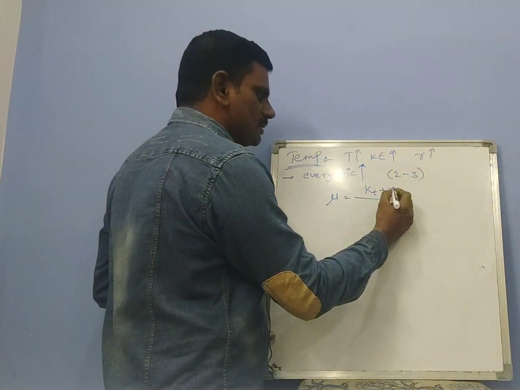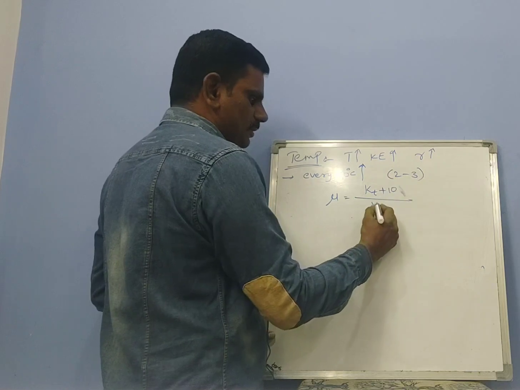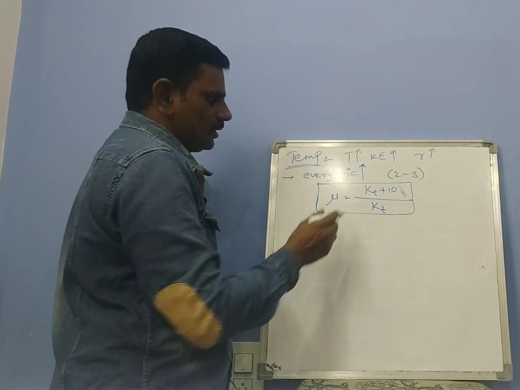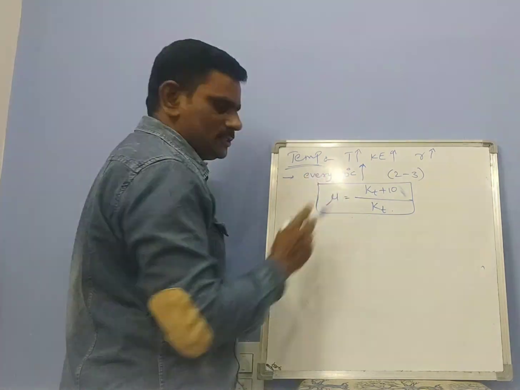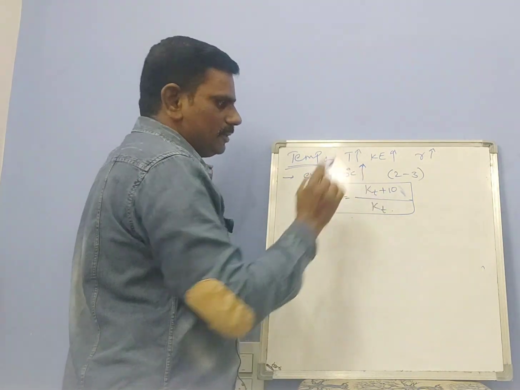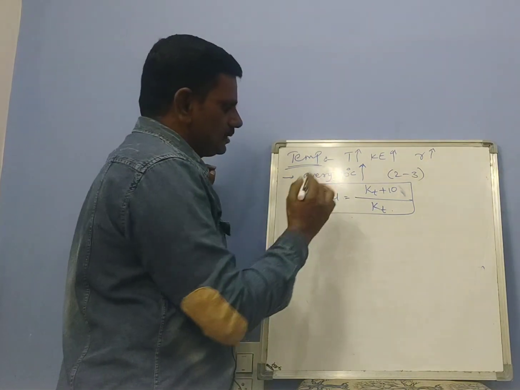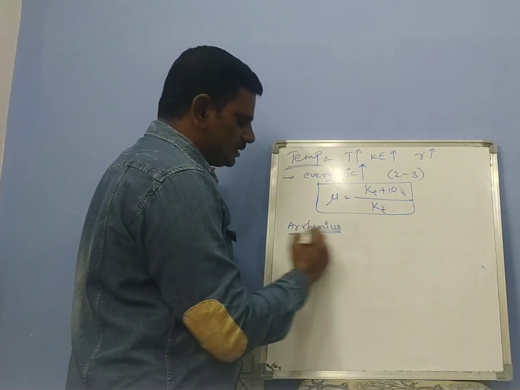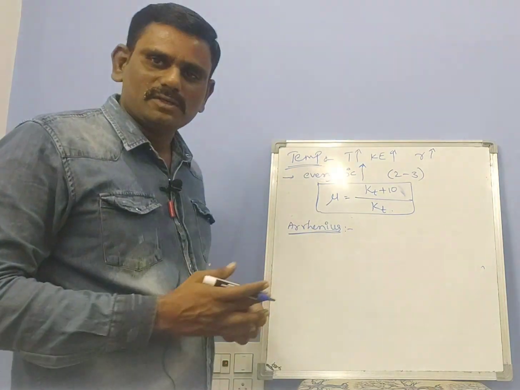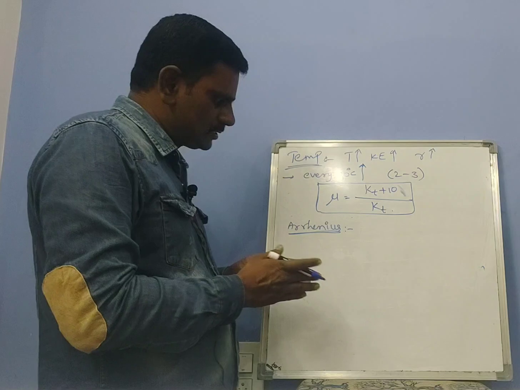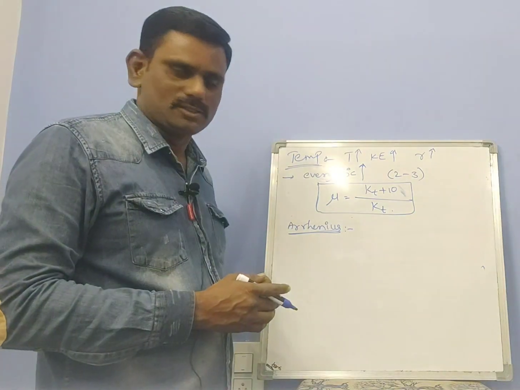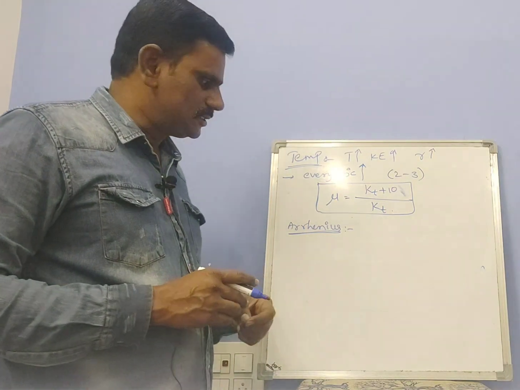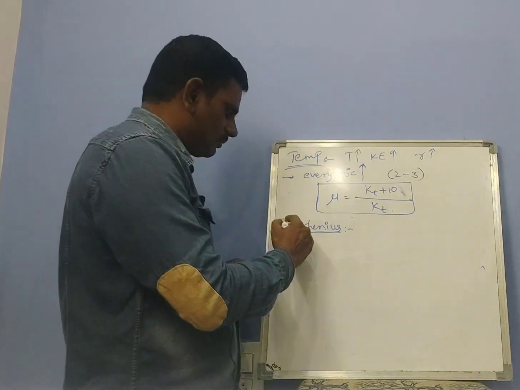The formula is k(T+10) divided by kT. So temperature coefficient is the ratio of rate constants at temperatures which differ by 10 degrees Celsius, that is mu value. And Arrhenius is a scientist who derived an equation which explains the relation between rate constant and temperature. Arrhenius equation explains the relation between temperature and rate constant. We will derive that one later.